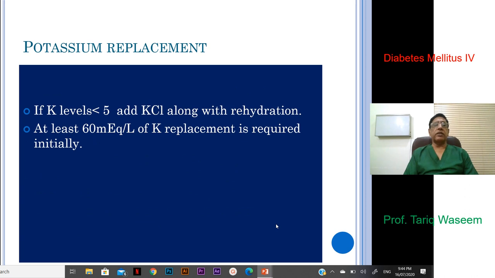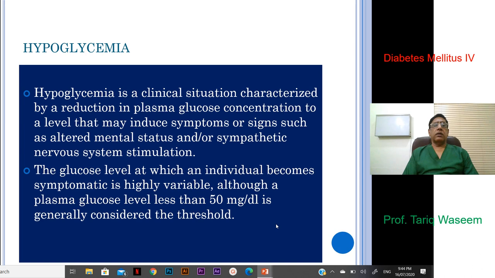Potassium needs to be replaced if the potassium level is less than 5. Usually 60 milliequivalents are added into 1 liter of IV fluid, which is usually saline or half normal saline. The third complication we talked about was hypoglycemia.